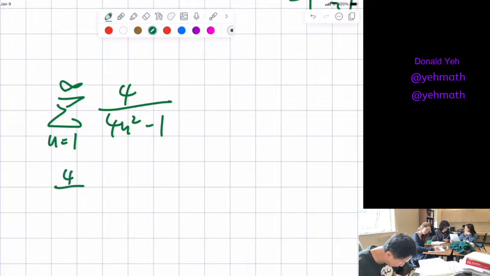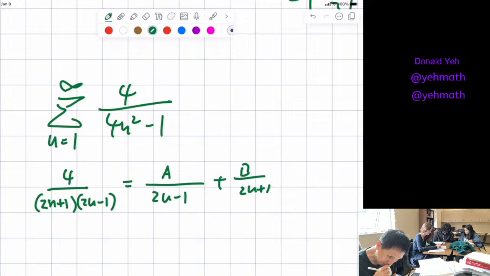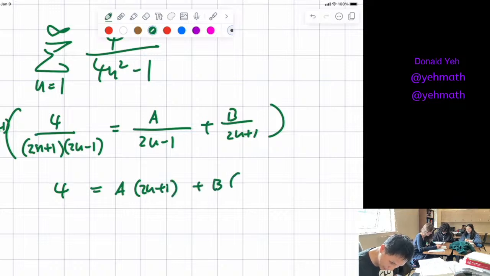Shall I show you work or no? Okay, 4 over 2n plus 1 and then 2n minus 1 is equal to a over 2n minus 1 plus b over 2n plus 1. I multiply both sides by 2n plus 1 and 2n minus 1. So that's going to be 4 equal to a times 2n plus 1 plus b times 2n minus 1. Is that okay?